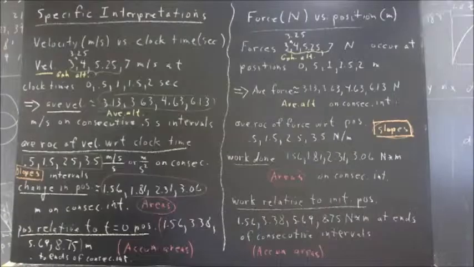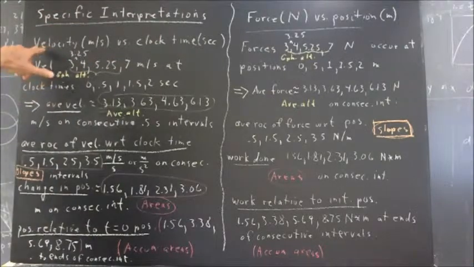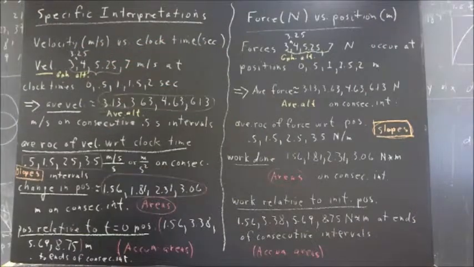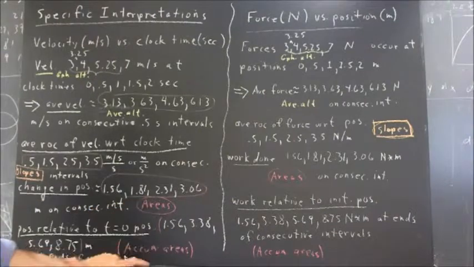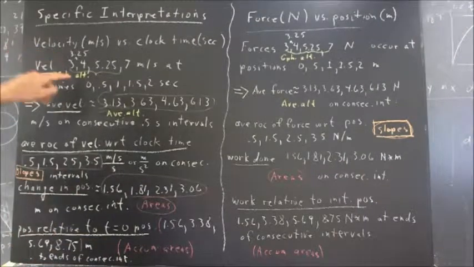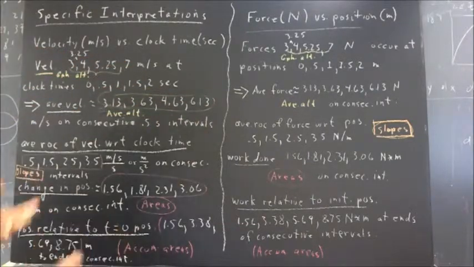Very important. Now we back off the calculus for a minute. Specific interpretations of our graphs. If we have a graph of velocity in meters per second versus clock time in seconds, we interpret the graph altitude, average altitude, slopes, the areas, and the accumulated areas. It's very easy to do this interpretation once you get used to it and once you know what the quantities actually mean. Our velocities are our graph altitudes, and we list them here, and they occur at these clock times, and you can look back at the graph and see why that is.